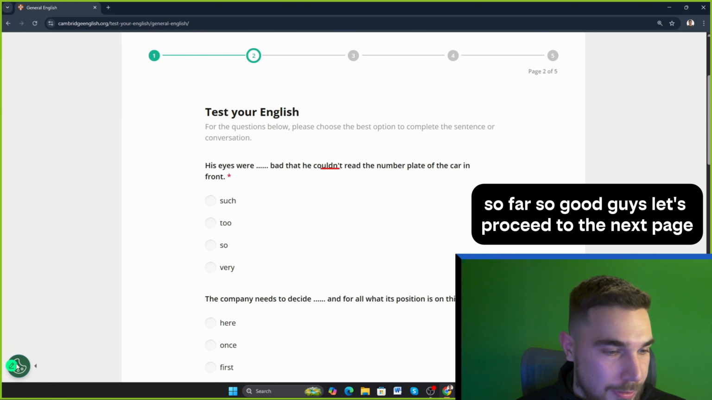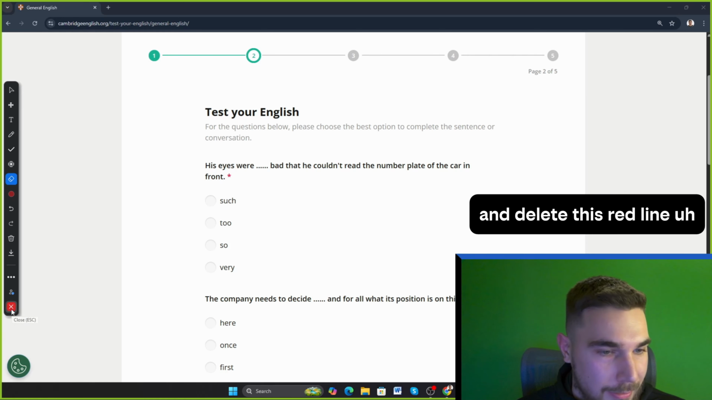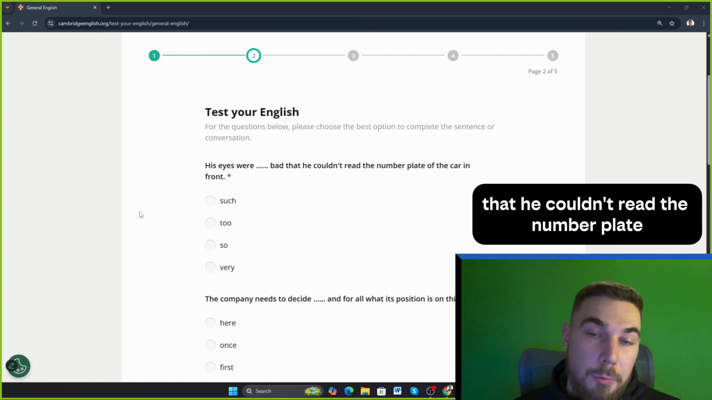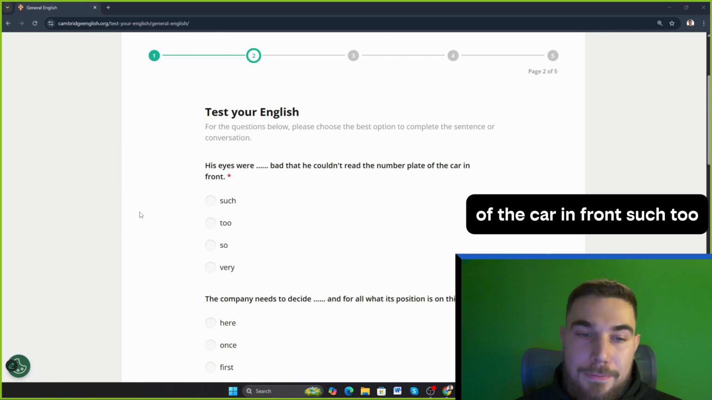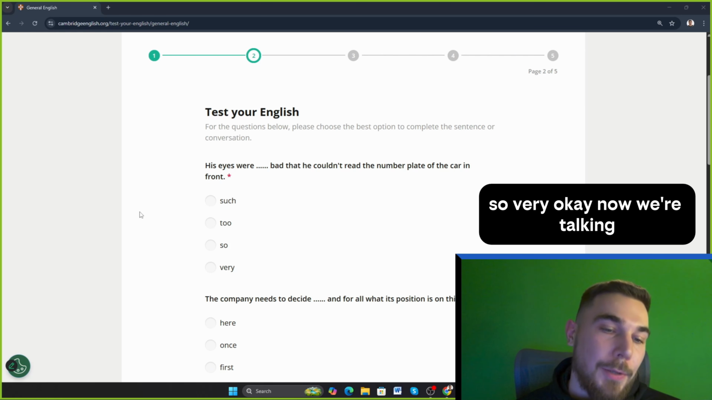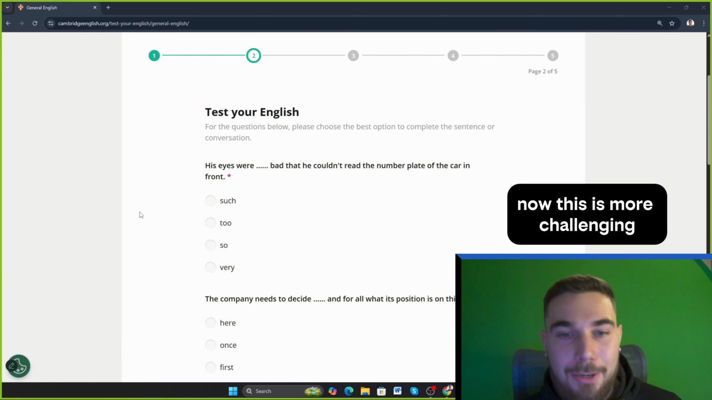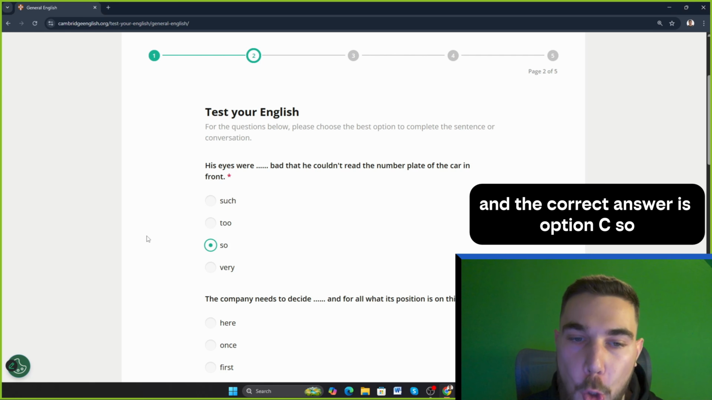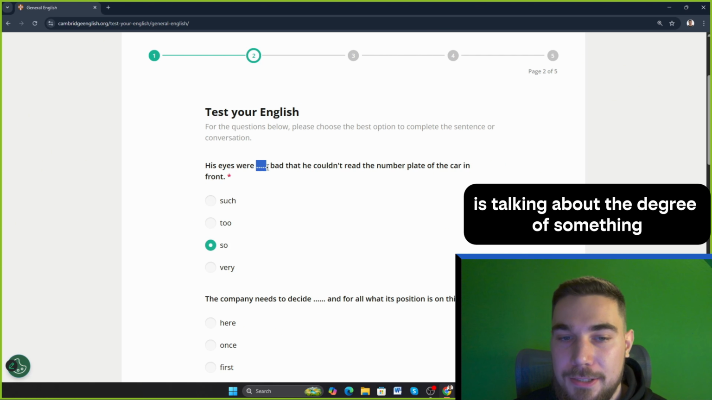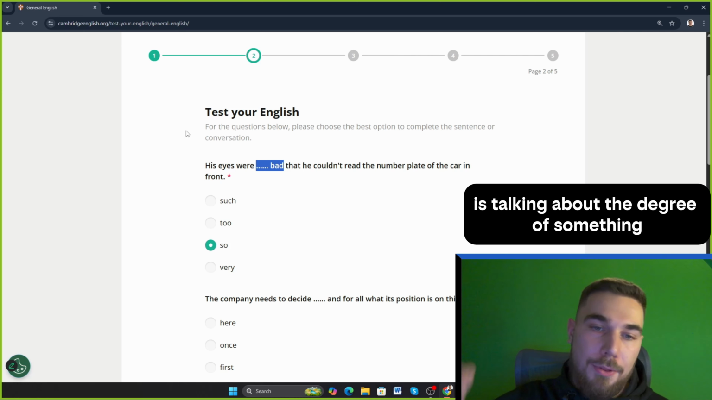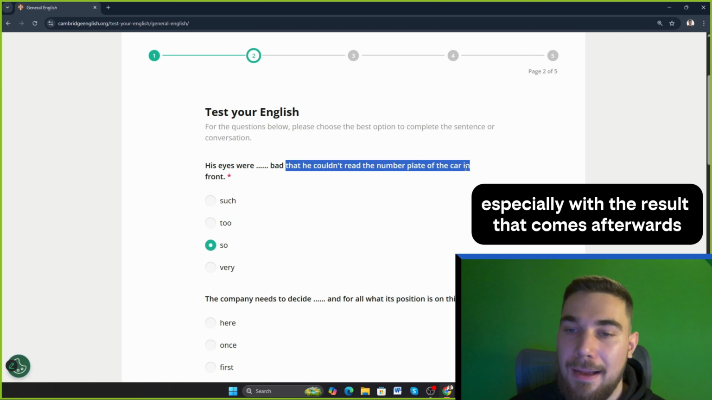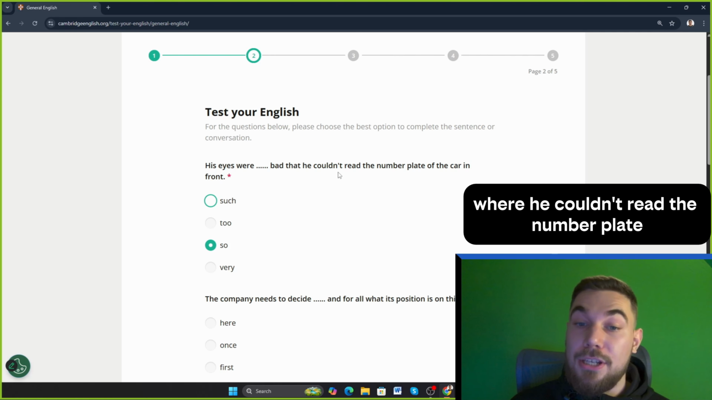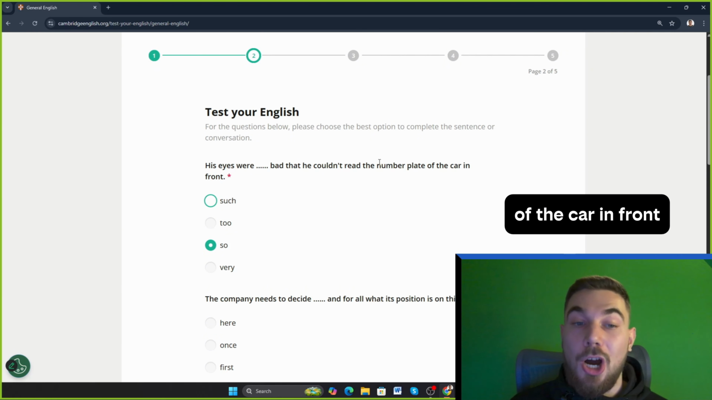Let's proceed to the next page and delete this red line. His eyes were blank, bad, that he couldn't read the number plate of the car in front. Such, to, so, very. Okay, now we're talking. Now this is more challenging, and the correct answer is option C. So in this case is talking about the degree of something, especially with the result that comes afterwards. His eyes were so bad, like up to that point where he couldn't read the number plate of the car in front.